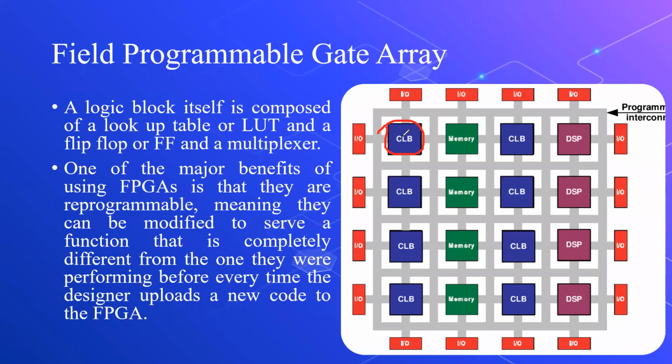So in this CLB, we have three different types of elements. We have lookup tables, called LUT, and flip-flops, basic memory storage element devices. Flip-flops we generally represent as FF, and we have a multiplexer for selecting the data.